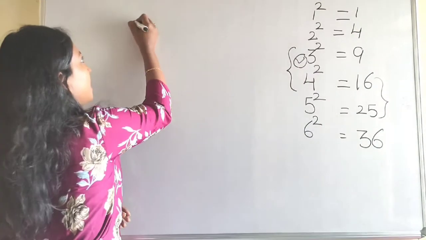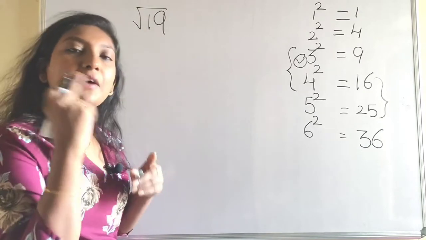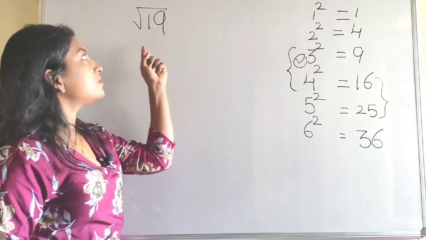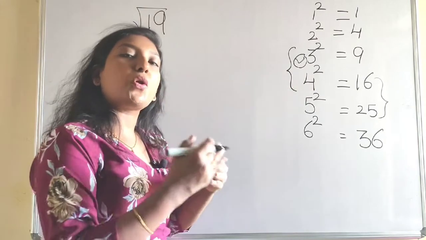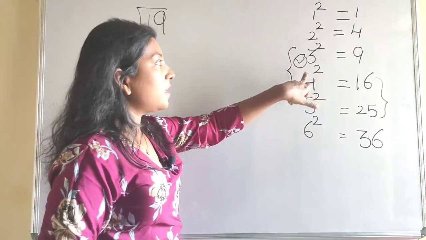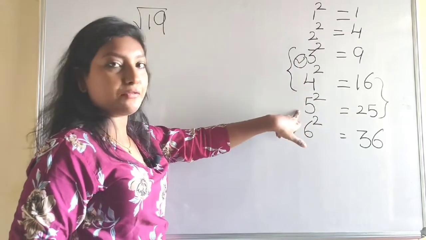Here I am taking one more example, that is 19. So what we have to do, what is the first step? Yes, check where the 19 is. That means we have to check the closest number. So here 19 is nearer to the squares 4 square and 5 square.